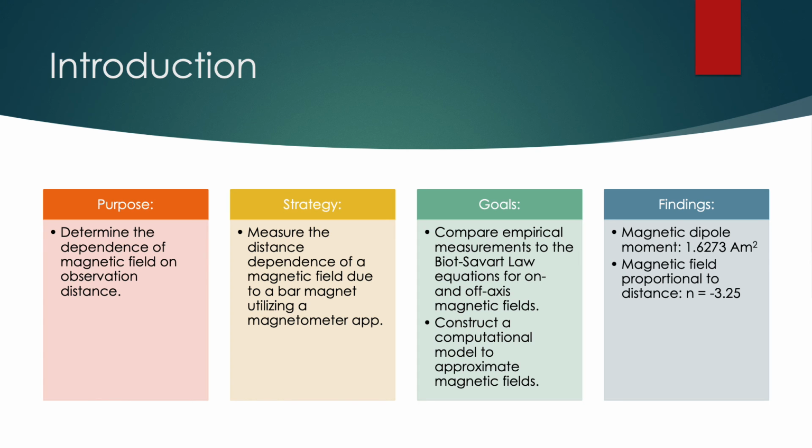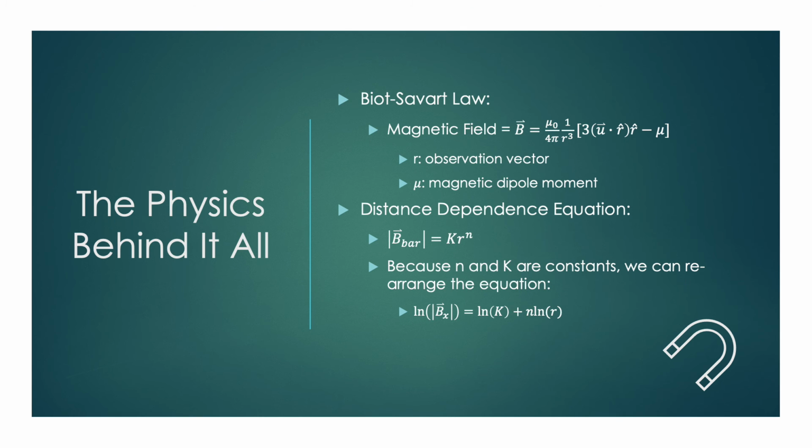The underlying goals of this lab are to compare empirical measurements to the Biot-Savart law equations for magnetic fields, as well as construct a computational model to create a graphic of these fields. Ultimately, I found my magnet's dipole moment to be 1.6273 amp meters squared and an n value equal to negative 3.25.